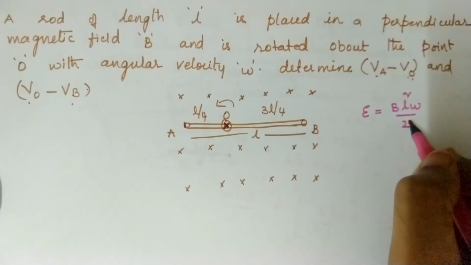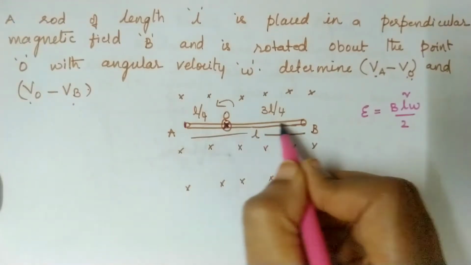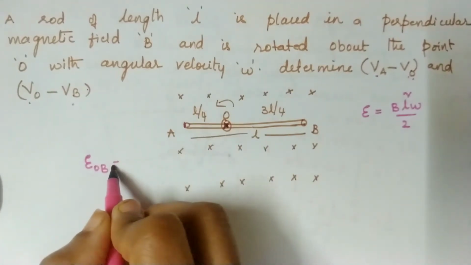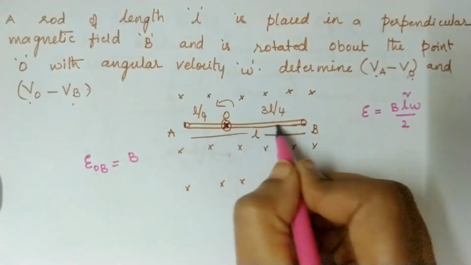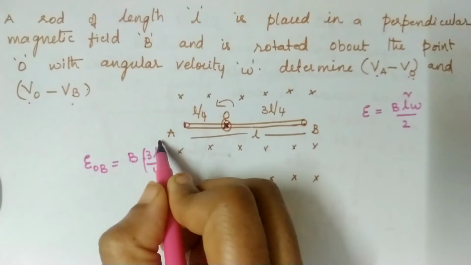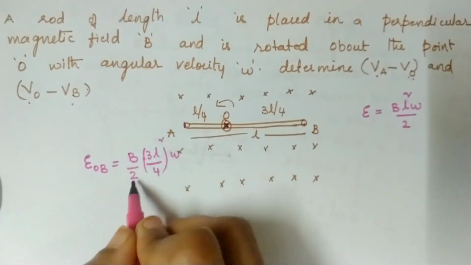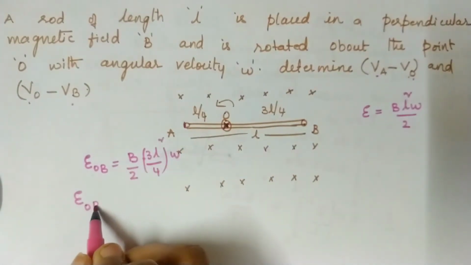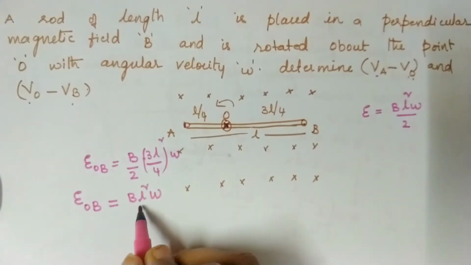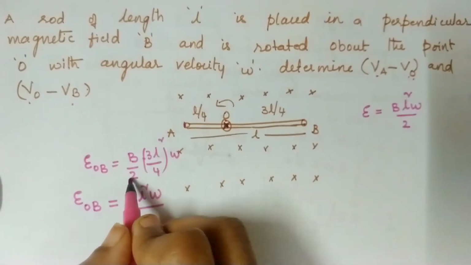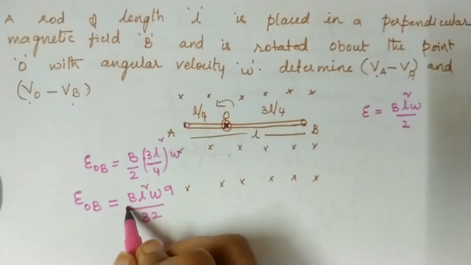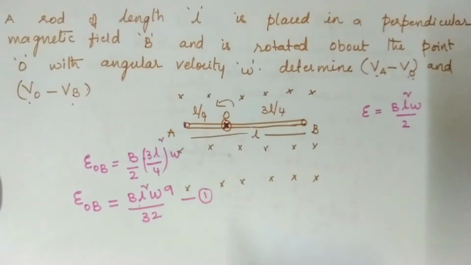Now I'll directly make use of this relation. So first for the rod OB, the EMF induced across OB is B into, its length is 3L by 4, so 3L by 4 whole square into omega by 2. So what is the induced EMF across O and B? It is BL square omega by 4 square, 16 into 2, 32, 3 square is 9. 9 by 32 BL square omega. Call this equation 1.